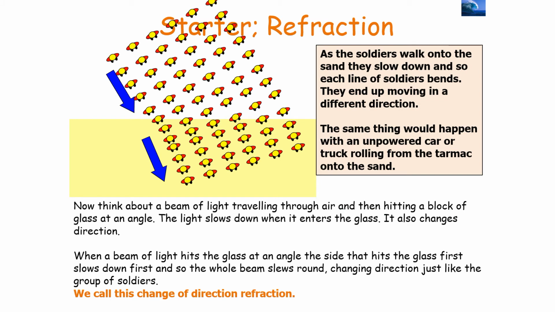As soldiers walk onto sand from grass, they'll slow down. Now, the important thing is if we imagine these soldiers marching onto the sand, because the troop are marching at an angle, some of the soldiers will hit the sand before the others in the same row, so they will slow down whilst the others in the row will keep on walking at pace. As a result, this causes a bending effect, so they'll move in a different direction. The same thing would happen with an unpowered car or truck rolling from tarmac onto sand. It would skid and change direction. In essence, the refraction process is the light skidding as it hits the new material.